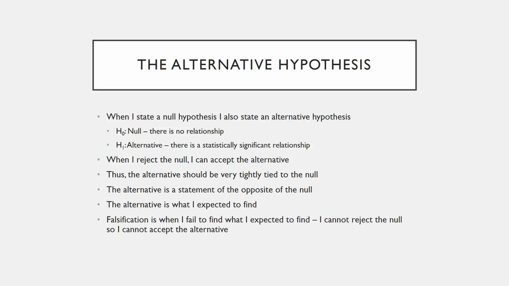So when I reject the null, I can accept the alternative. Thus, the alternative should be very tightly tied to the null. You have to have an alternative hypothesis that is related to your null, otherwise your experiment is flawed. The alternative is a statement of the opposite of the null, and the alternative is what I expected to find in the beginning. I expected that annual income and happiness score were going to be positively correlated. So it's what I expected to find. Again, falsification is when I failed to find what I expected to find, because I cannot reject the null hypothesis, so I cannot accept the alternative.